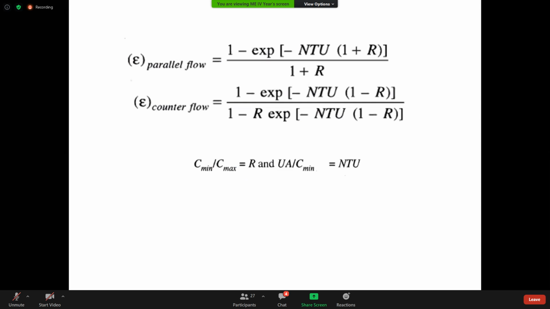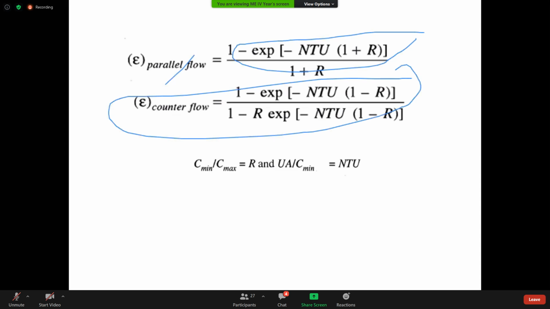So after doing the derivations, you will get the effectiveness of parallel flow like this and the effectiveness of counter flow like this. Right? Listen carefully here: this R, that is C minimum by C maximum, is the definition of R. NTU, number of transfer units, is a non-dimensional number, UA by C minimum. That is the NTU definition: U into area by C minimum. What is C minimum? CH is calculated, CC is calculated, that is m Cp of the hot fluid and m Cp of the cold fluid. Whichever of the two is the minimum is the minimum.